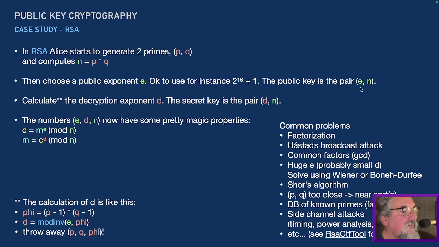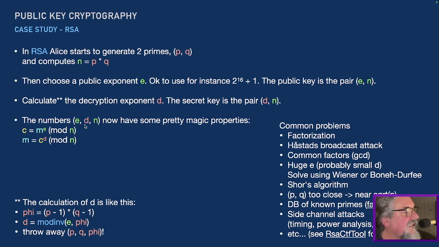You also choose a public exponent, and it is perfectly fine to always use the same one. E here is green, that means it's known by everybody. N is green, it's known by everybody, but P and Q are not known. So the public key is the pair of two numbers, the public exponent and the number N. And the decryption exponent D is very secret. Nobody should be able to calculate D except the one who owns the secret key. The secret key is the pair D and N. D is the decryption exponent, and E is the encryption exponent.